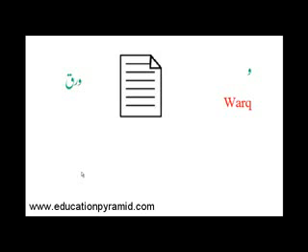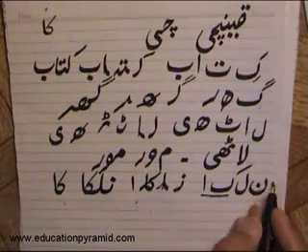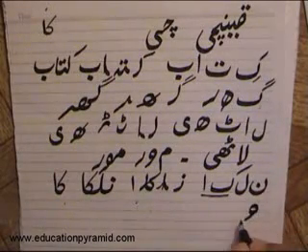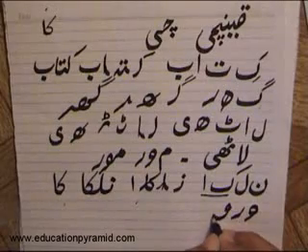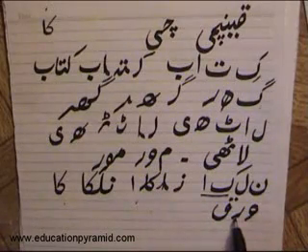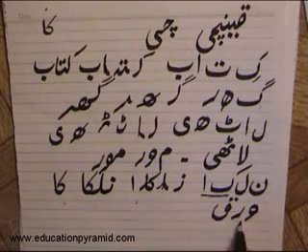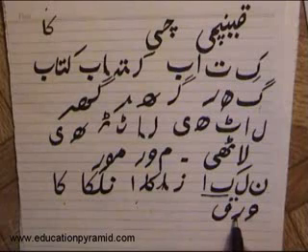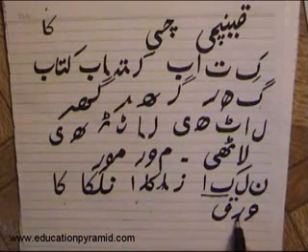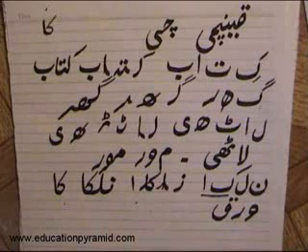Warak, paper. Wow, re and kaf. So wow is a non-connector, re is a non-connector, and kaf is a connector. So it will be written as it is because we cannot connect re with kaf, because there will be a break after re. So warak is written as it is. All three letters will appear independent.